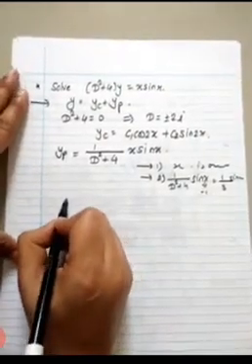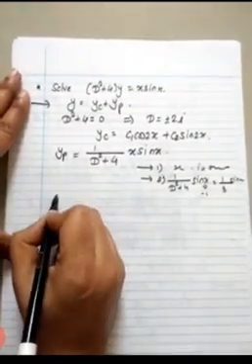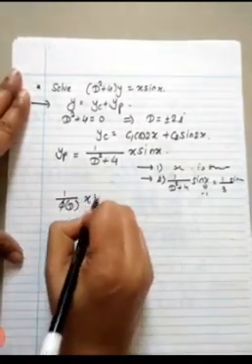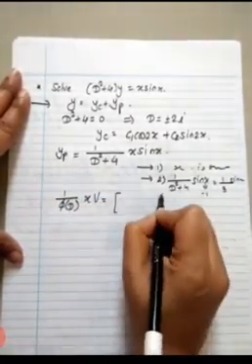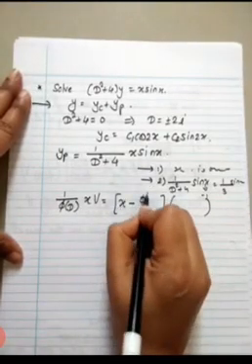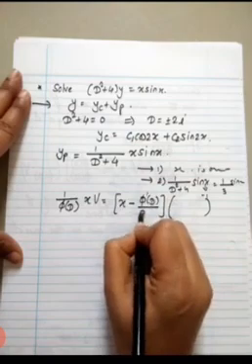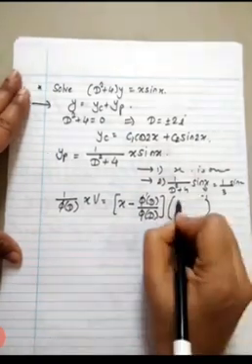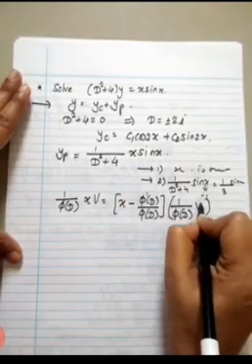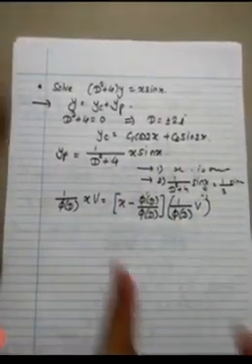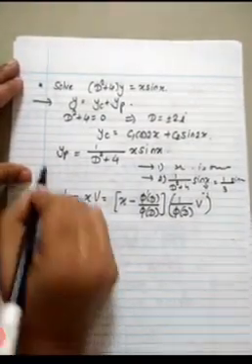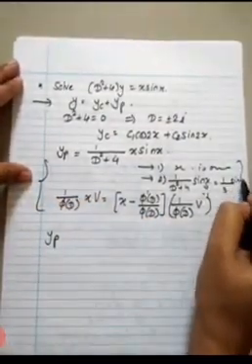What is the XV rule? I'll write it here again for you. XV rule: 1 upon φ(D) into xV is equal to x minus φ dash(D) upon φ(D), into 1 upon φ(D) into V. This is the formula. Now we'll apply it here.